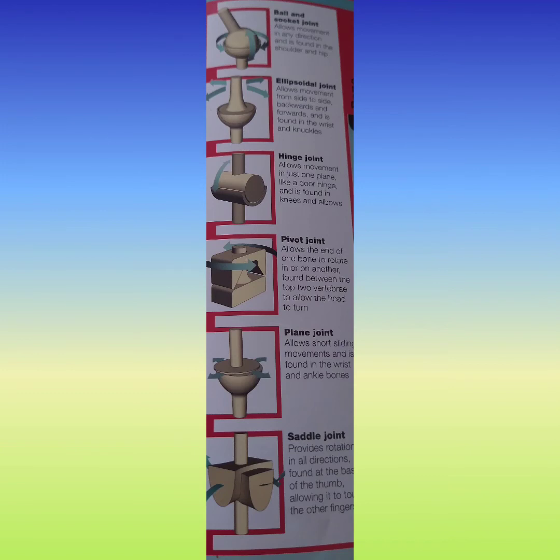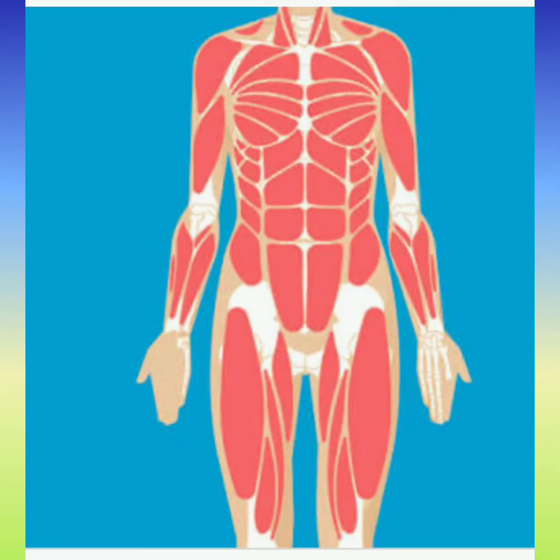Pivot joint allows the end of one bone to rotate in another, found between the top two vertebrae to allow the head to turn. Plane joint allows short gliding movements and is found in the wrist and ankle bones. Saddle joint provides rotation in all directions, found at the base of the thumb, allowing it to touch the other fingers. We will learn about the muscles.